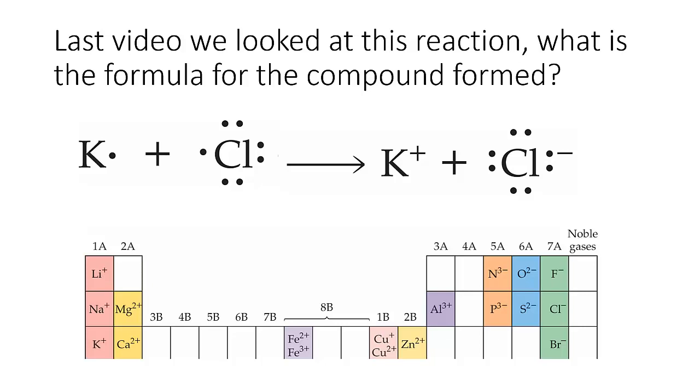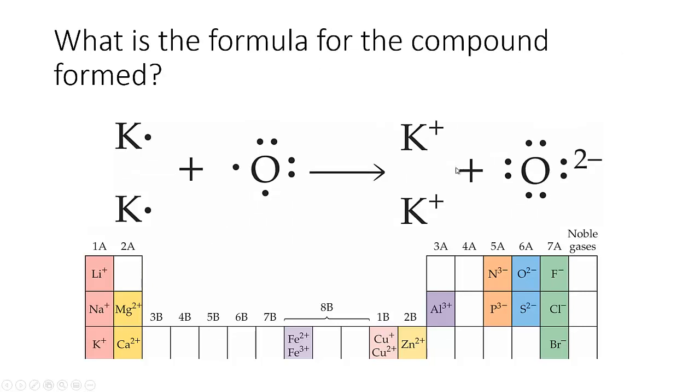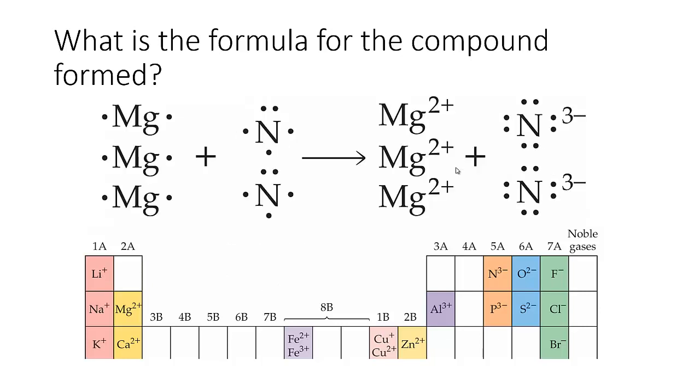So in the last video, we looked at this reaction, and we basically said, what's the formula for the compound formed? And didn't give you too much more than just, hey, count the number of Ks, count the number of chlorines, and that's our formula, KCl. Or here, there's 2 potassiums and 1 oxygen, therefore it's K2O. And here, there's 3 magnesiums and 2 nitrogens. And I tried to explain a little bit as to why that was, but in the end, that's pretty much all we did, was Mg3N2.